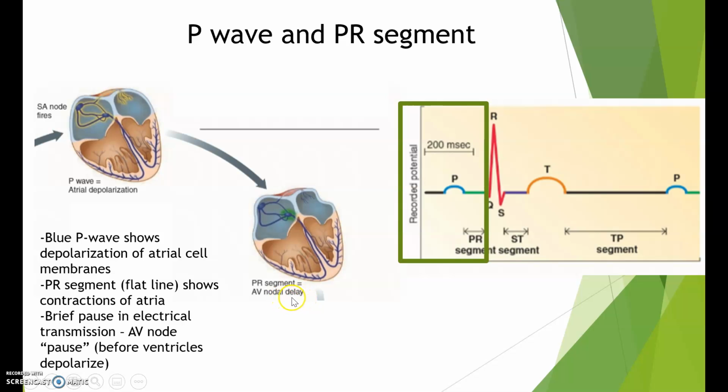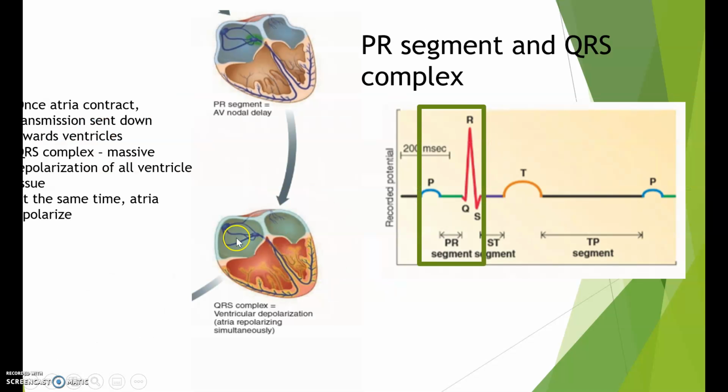There's a really quick pause, and that's happening here in this PR segment. Once again, this is because we need the atria to have about 200 milliseconds to contract. Well, I guess it's only about 100 milliseconds to contract here, in order for the blood to be efficiently pumped out of the ventricles. So let's look at the next step.